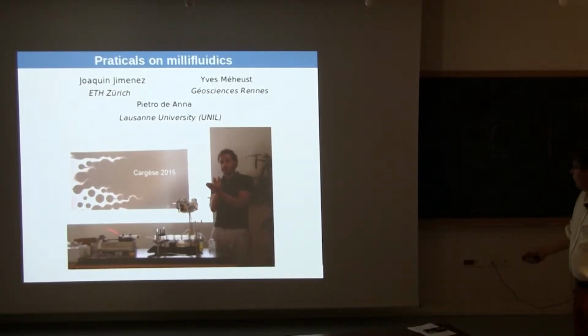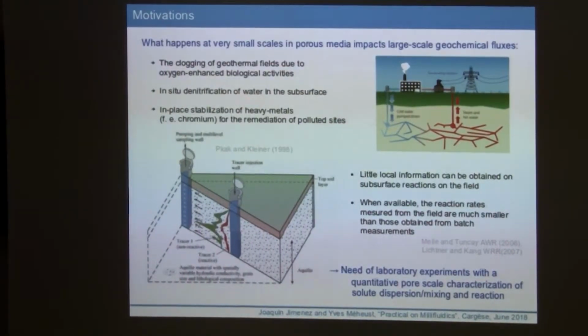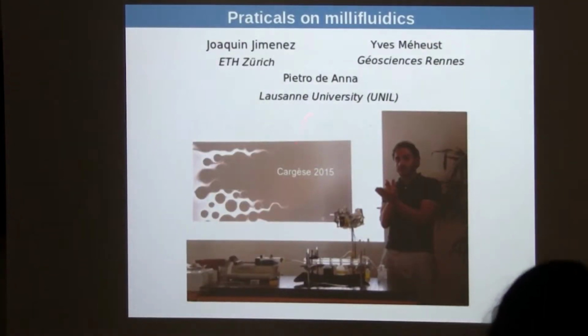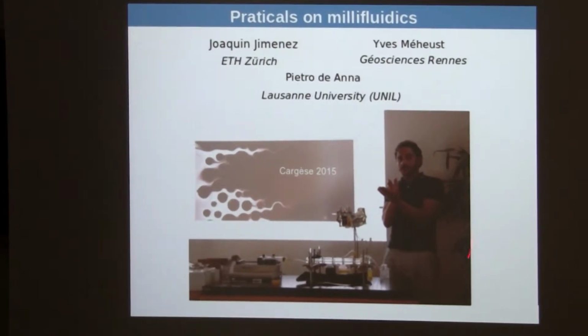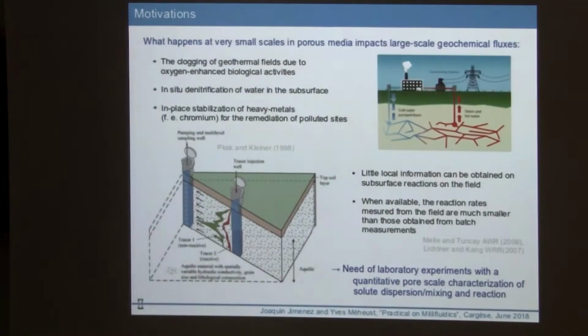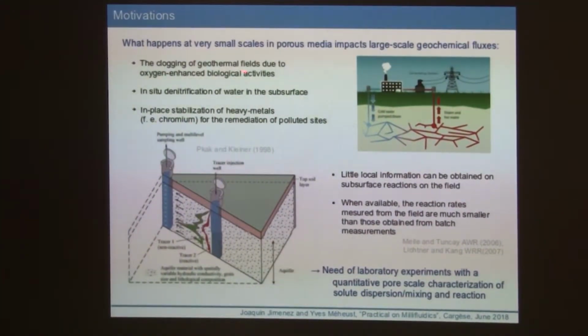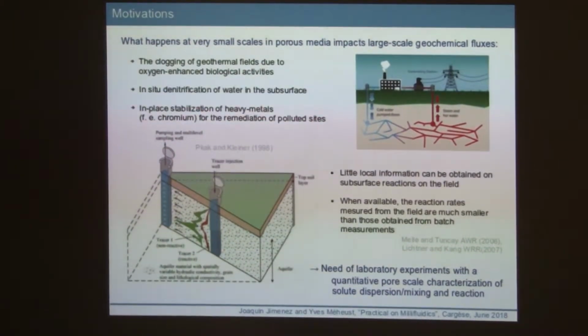So this is a picture of the experiment. This is the last edition. Kino was already in charge of that. The motivation of this type of experiment, which we started with Pietro and Kino in our lab in Rennes 6 years ago, is that in some cases what happens at really small scales impacts large-scale geochemical fluxes. For example, the clogging of geothermal fields, in situ denitrification of water, in-place stabilization of heavy metals, and so on.